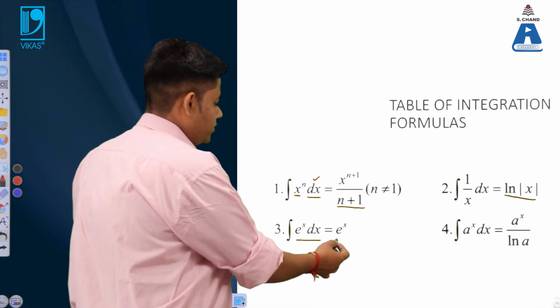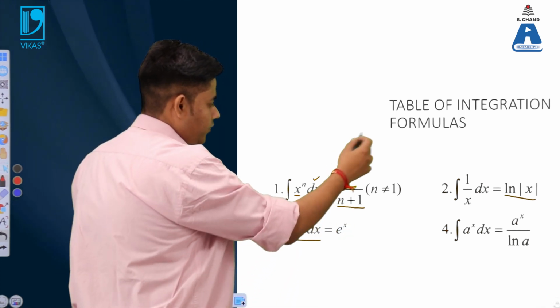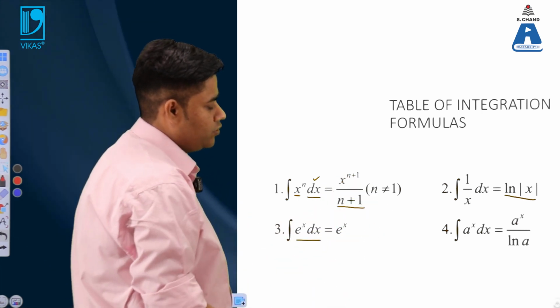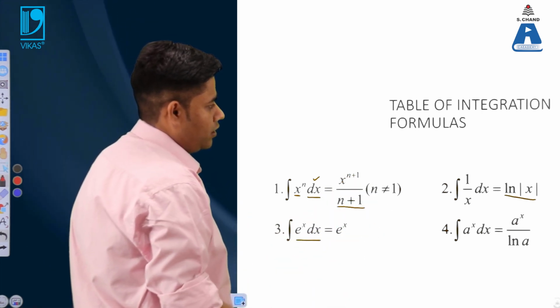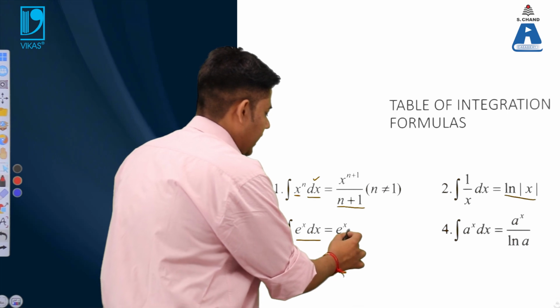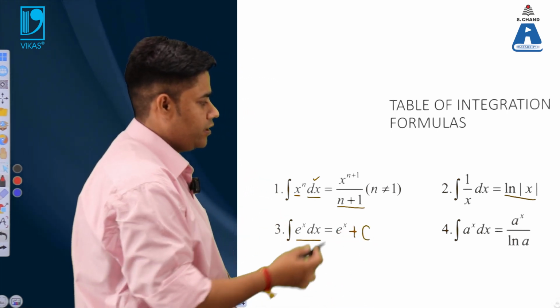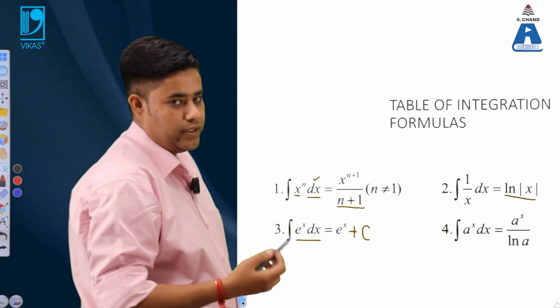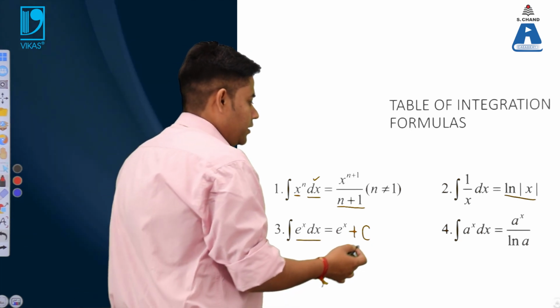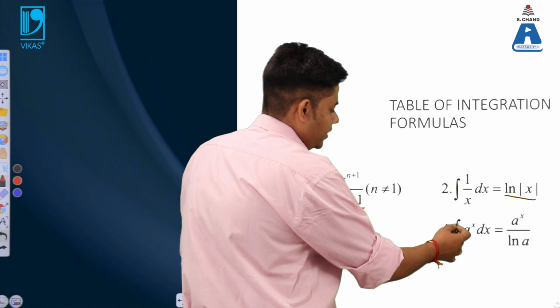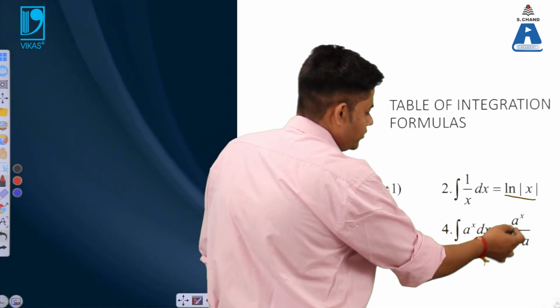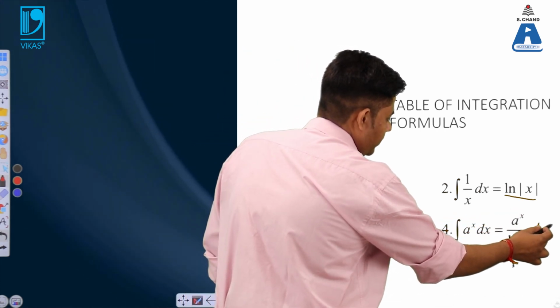So it would be e raised to the power x only, and every integral is related to a constant, and we need to add that constant to it. That indicates that we are doing a case of an indefinite integral. Then the integral of a raised to the power x dx is there. So the formula is a raised to the power x over log a plus c.